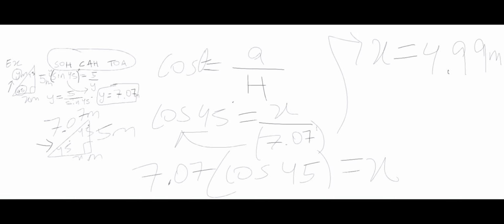So there you have it. y is equal to 7.07, which is here, and x is equal to 4.99, and we could just add it to the diagram. So that's how you find these missing angles and missing side lengths by using our trigonometric ratios.